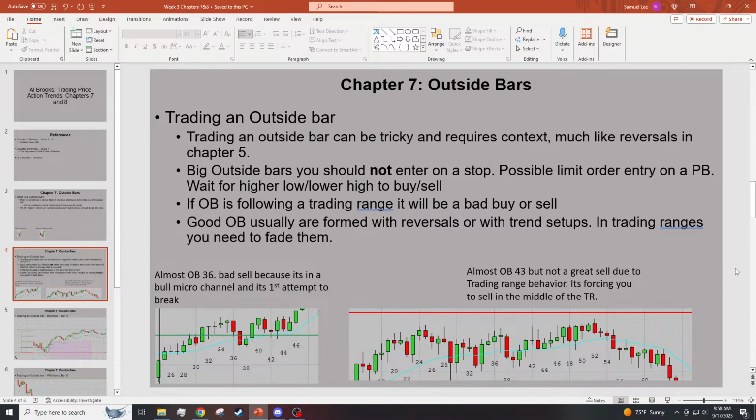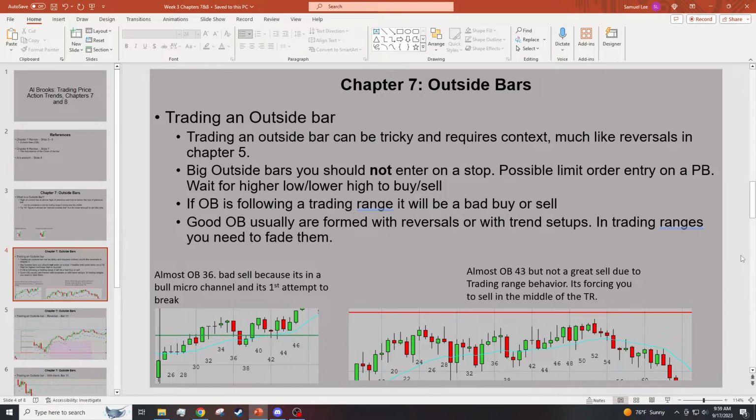On big outside bars, you should not enter on stop limit. It doesn't matter. I think if it looks decent for a reversal, you should not enter one tick above that outside bar. You can do three things. You can buy a limit order on a pullback, maybe a 50% pullback if you measure the bar. You could wait for a higher low or a lower high to buy or sell.